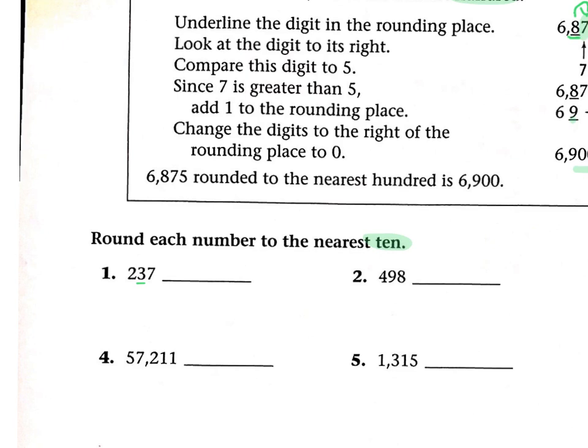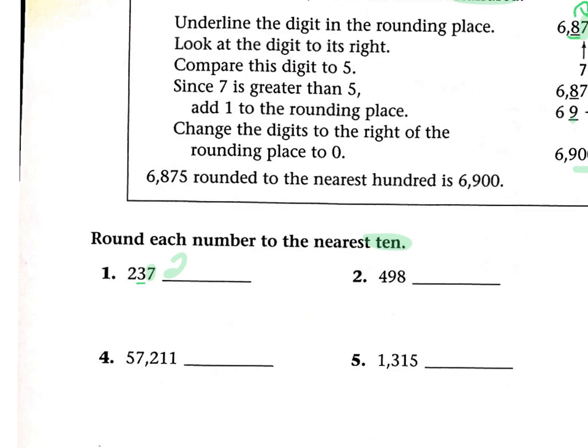Well, in order to round the 3, I need to look at the 7. So the 7 is going to tell me, am I going to round the 3 up to a 4, or am I going to keep the 3 the same? Well, we're comparing 7 to 5. 7 is greater than 5, so we are going to round the 3 up to a 4. All right, so anything before the 3 is going to stay the same.